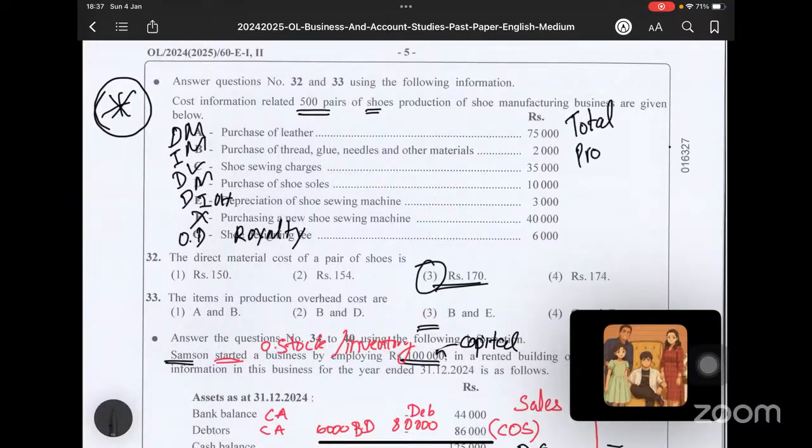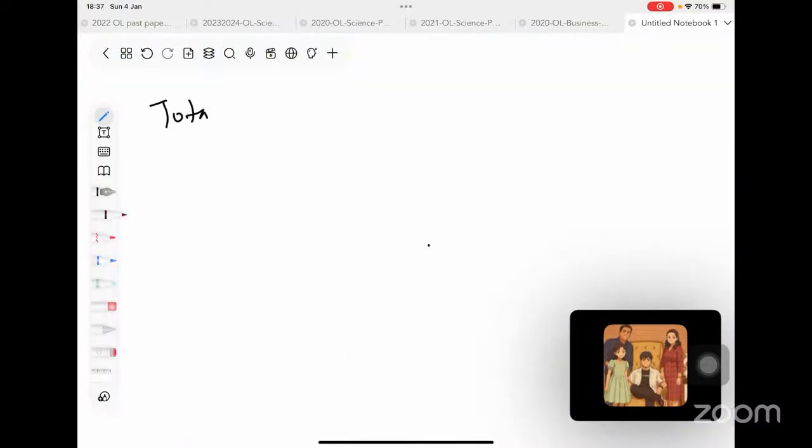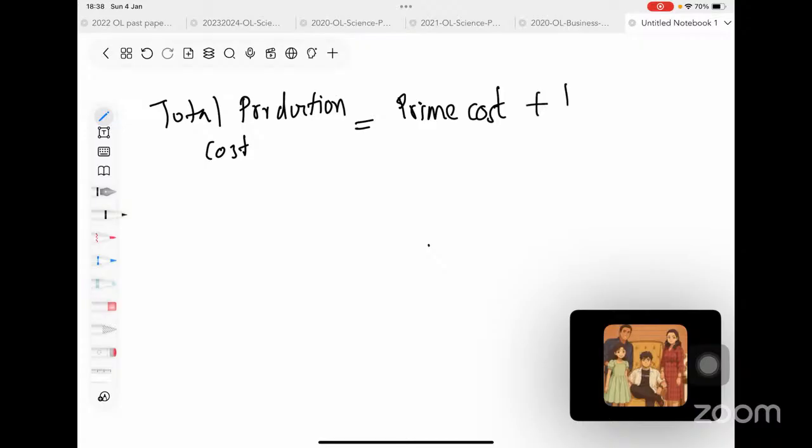Total production cost is equal to prime cost plus production overhead cost. So the prime cost will include all the direct costs.